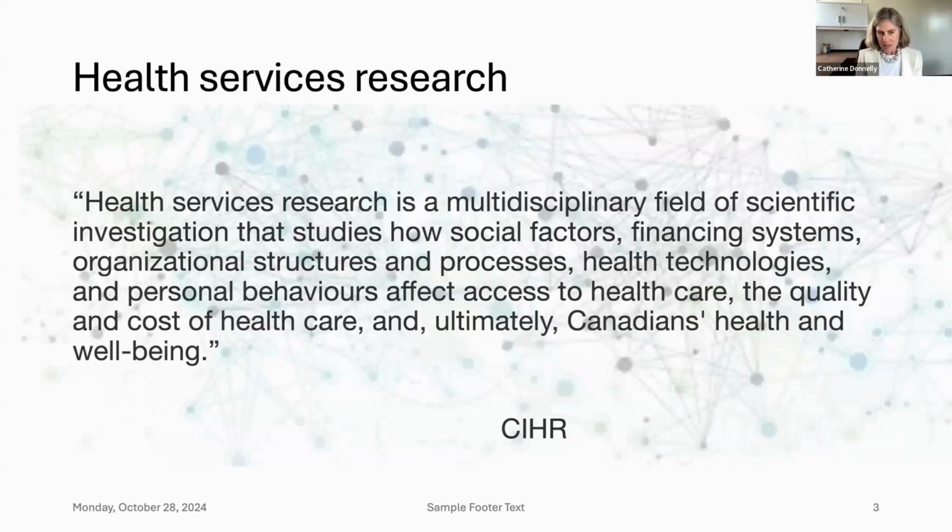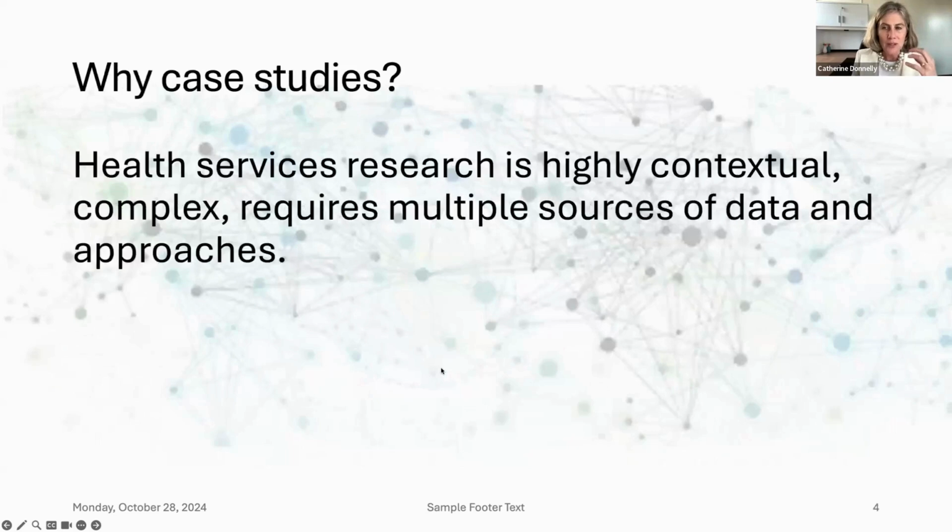I know we all know this, but I put this up almost just for my own self to see this again. And this is just from CHR. And when I think about health services research, and the definition of how much complexity there is in it, that is really why I see case studies as so well aligned. And as I sit on review panels, I see so many case study designs coming through. I think because it makes so much sense, the way cases are bounded and the way health services research is contextual and needs lots of different sources and data.